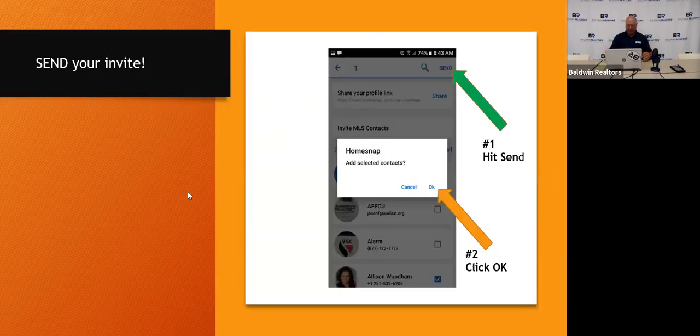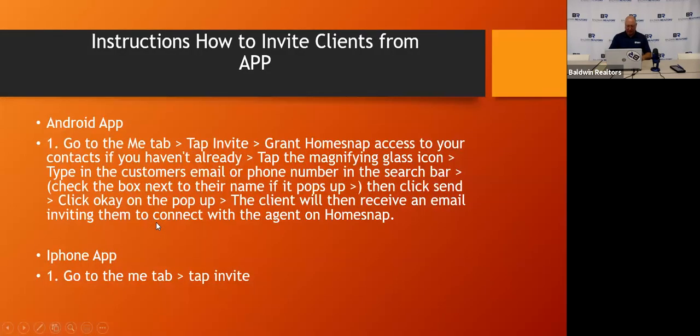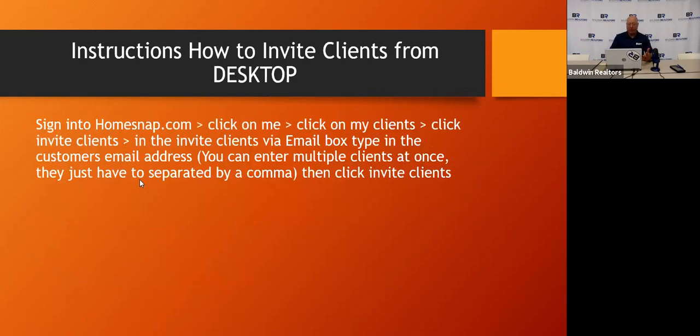Okay, so now that we've moved on, again, don't worry about copying all this down, guys. I'm going to email it to you. Just send me an email at jay@baldwinrealtors.com, and I'll be more than happy to forward you a link to this webinar and all the links that will be coming up, and directions to access and get Homesnap and how to add clients, everything. So you'll have directions on how to invite clients from the app. You'll also have instructions on how to invite clients from the desktop. So it's important, just email me. I'm going to get you all that good information.